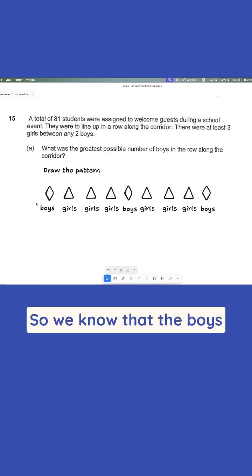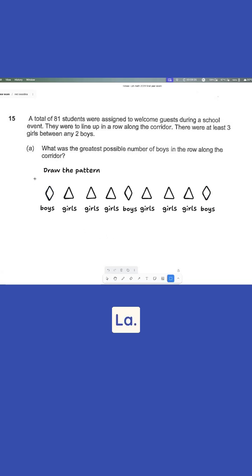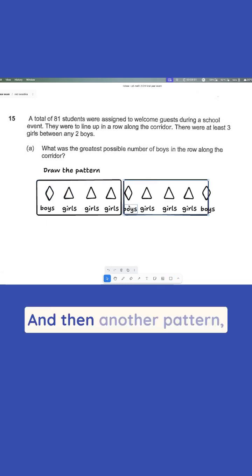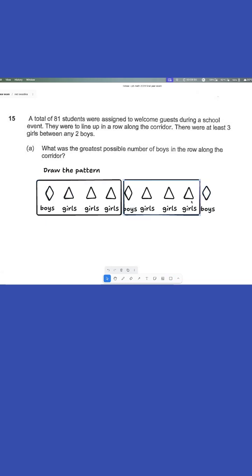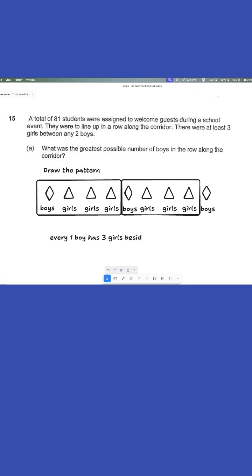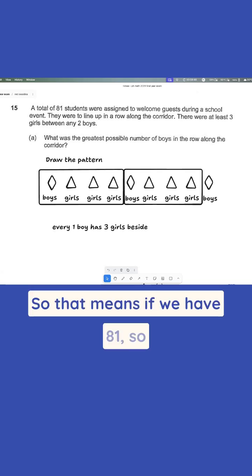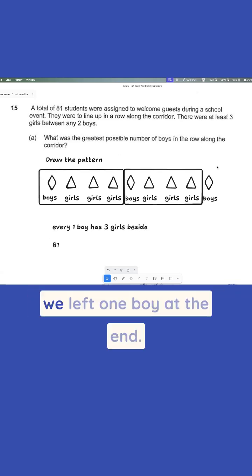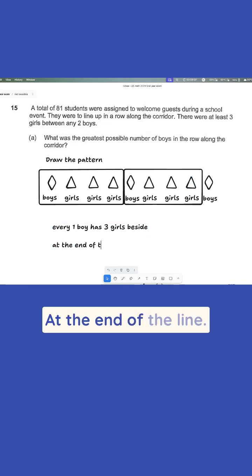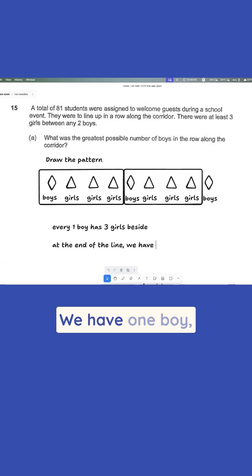So we know that the boys also have one at the end. So the pattern is this: girls, boys, like that. And then another pattern like this as well. So every one boy has three girls beside. That means if we have 81, we leave one boy at the end, and at the end of the line we have one boy.